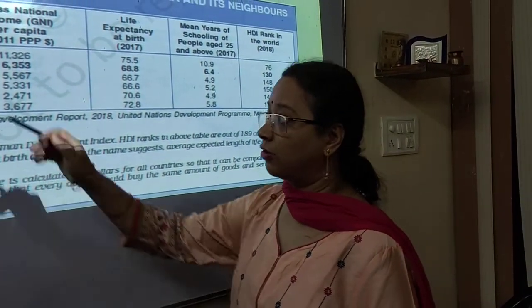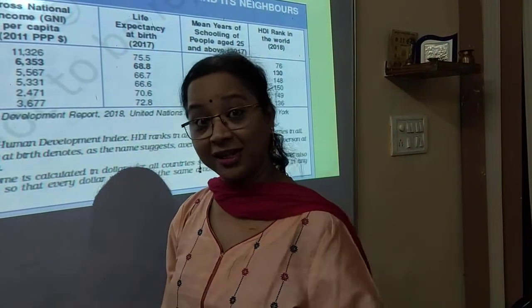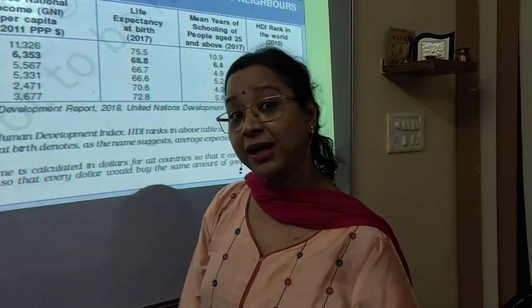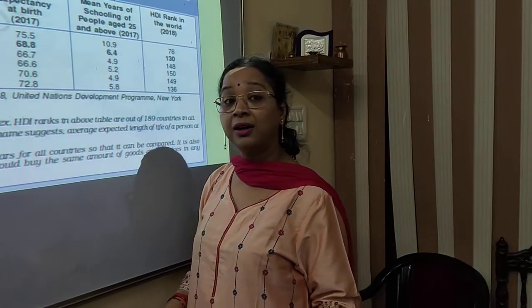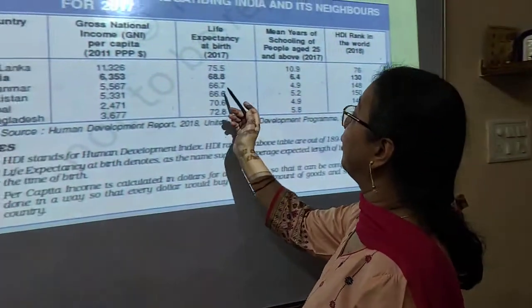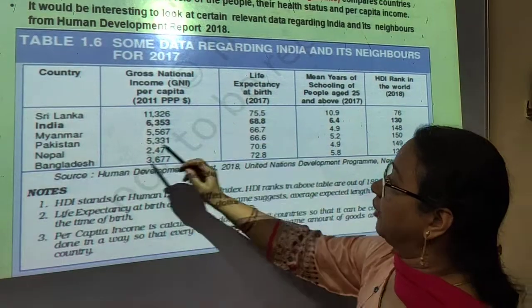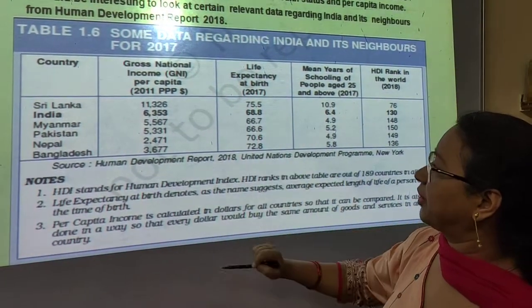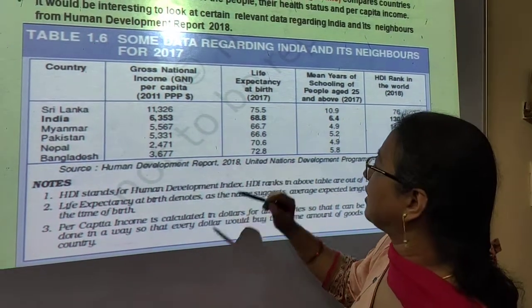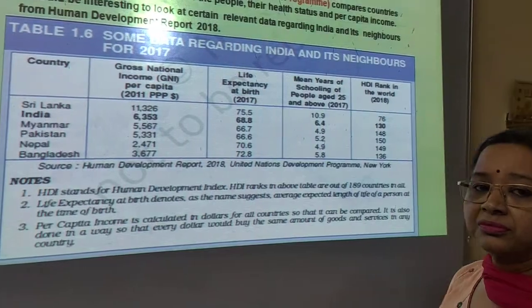It means the government of Sri Lanka is investing more in the health sector. There the people are healthier than Indian people. There the people are surviving more years compared to India. Now look at some other countries. In ours it is 68.8. Myanmar is not very far below, 66.7. Compare Pakistan 66, Nepal 70 and Bangladesh 72.